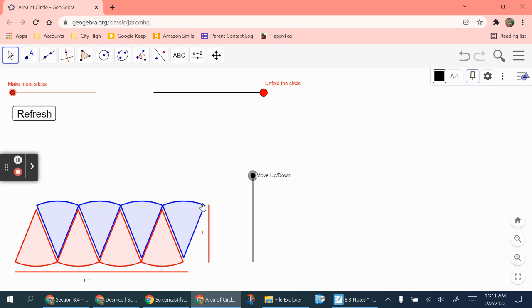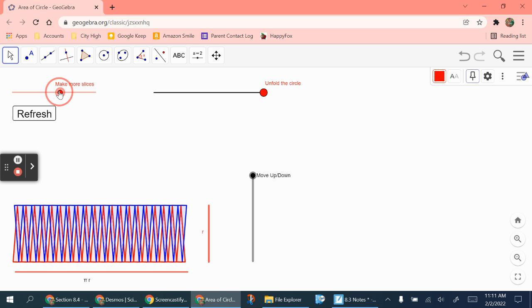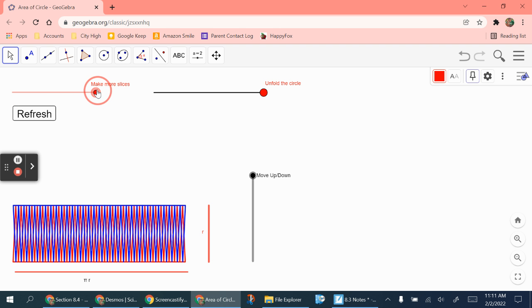Now, hopefully you're not buying that. This is definitely not a straight line. It's not a parallelogram. But the thing we've got to keep in mind here is if I take more and more and more and more slices, this thing gets really, really close to a rectangle. And you're still probably a little bit unsure. That's still not really a rectangle.